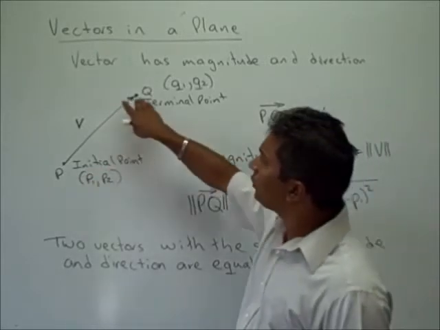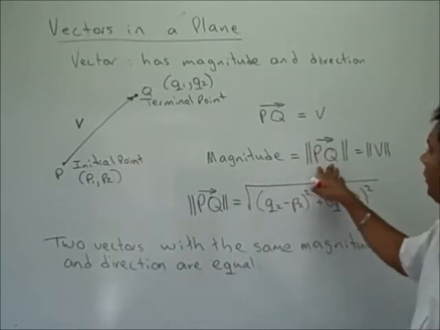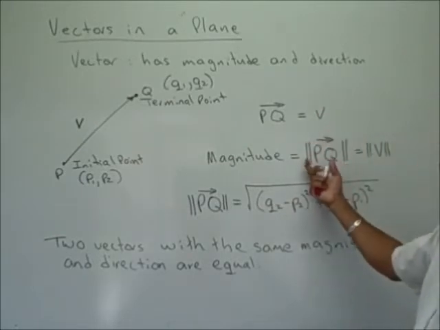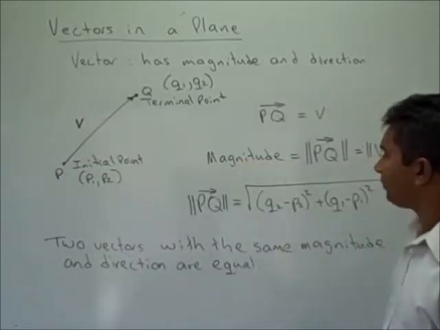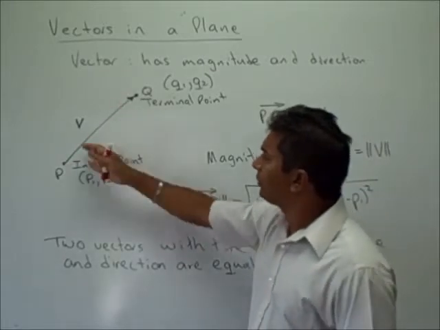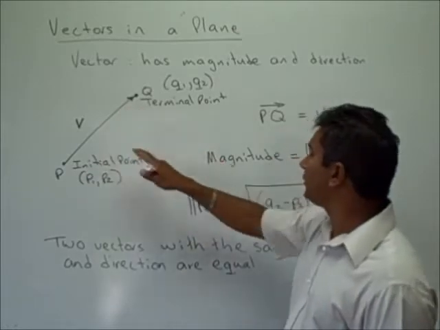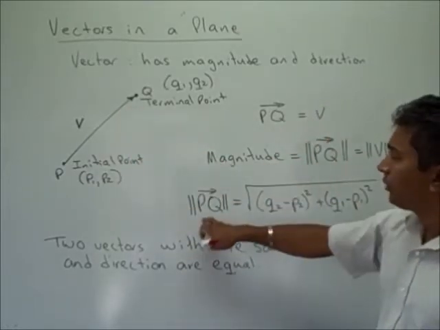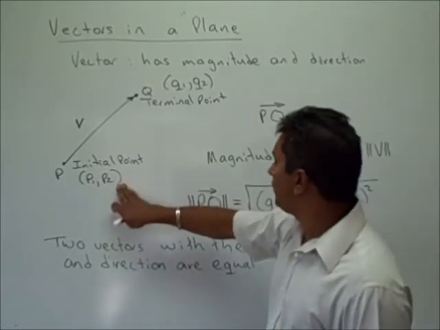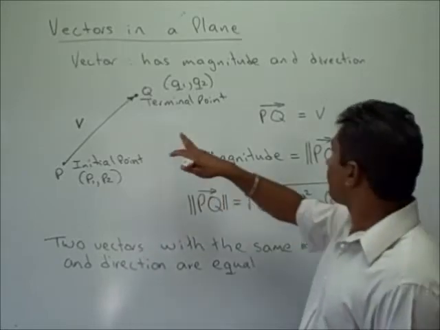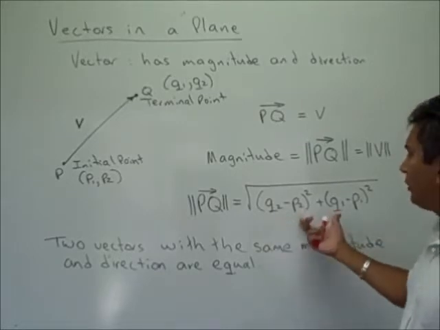To find the magnitude of our vector PQ, it's written as PQ with an arrow and double lines on both sides, or as the magnitude of V. Now, because this is a line, the magnitude is just the length of the line. So we can use our distance formula to find the magnitude of our vector. The magnitude of PQ would be equal to the square root of Q2 minus P2 squared plus Q1 minus P1 squared. That's the equivalent of our distance formula.